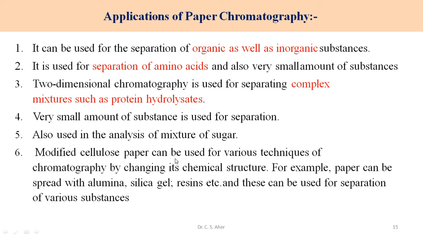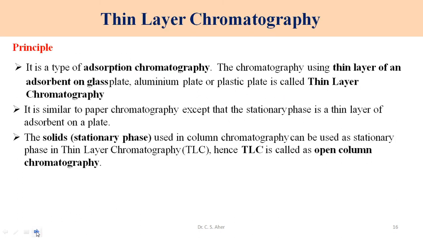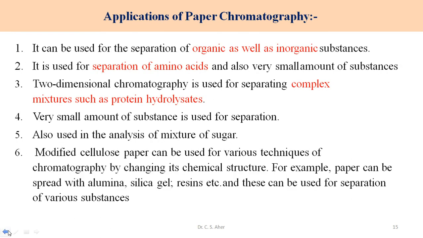Modified cellulose paper can be used for various techniques of chromatography by changing its chemical structure. For example, the paper can be sprayed with alumina, silica gel or resins, etc., and this can be used for separation of various substances. So this is about paper chromatography.